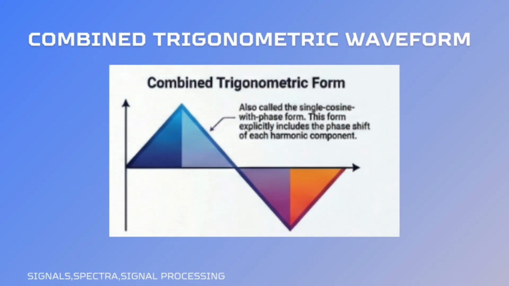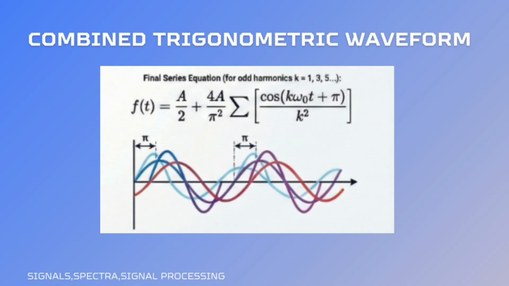Combined trigonometric waveform. Also called the single cosine with phase form. This form explicitly includes the phase shift of each harmonic component.